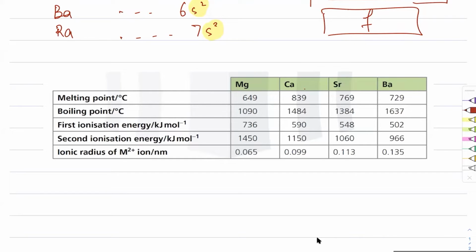Then we have ionization energy. That's something we should be able to explain. From magnesium to barium, there's a clear trend of decreasing ionization energy. The reason is straightforward. You're getting a bigger atom. The bigger atom means you have more shielding, less effective nuclear charge, and obviously it decreases the ionization energy.